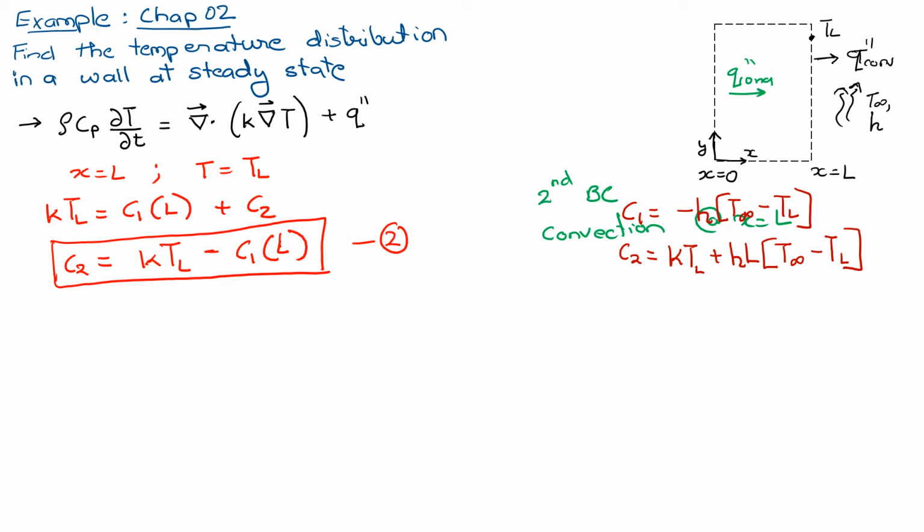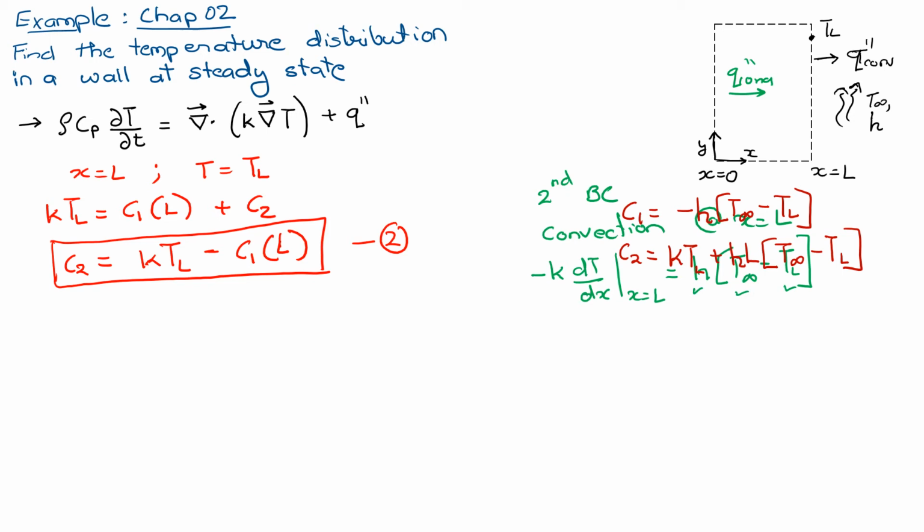And how will you write this down? You will write this as minus k times dT by dx at x equal to L equals h times T infinity minus TL. So we know h, we know T infinity, we know TL, and k is the thermal conductivity. Let's call this equation 3.